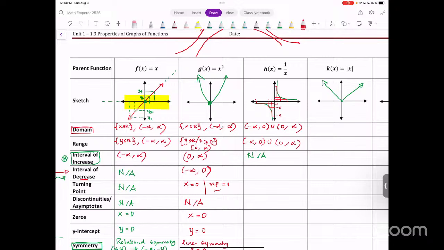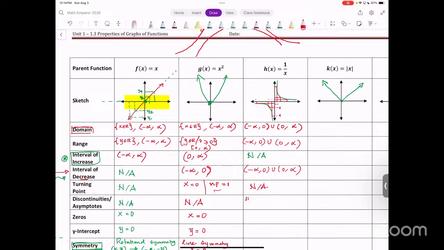So can you tell me, sir, in which interval is it decreasing? Yes. Correct. Because 0 is an asymptote, we cannot include that in our interval. The graph doesn't turn anywhere, not available. Discontinuity asymptotes, yes, we do. We have 2.